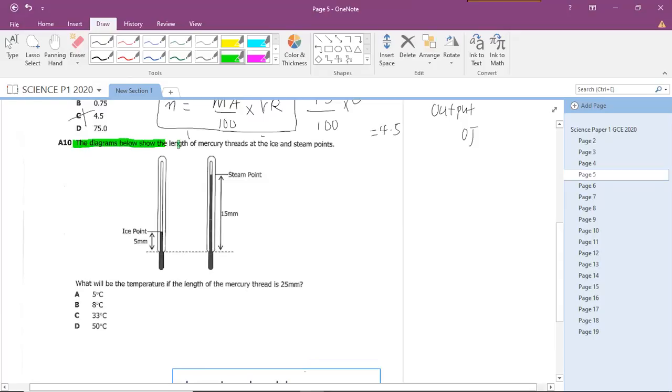diagram below shows the length of a mercury thread at ice and steam points. What will be the temperature if the length of the mercury thread is 25 millimeters? So here we are trying to calibrate our thermometer. Calibrate means to bring it back to a proper measurable level. And every time you're trying to calibrate a thermometer, you will need two things that you are supposed to have.